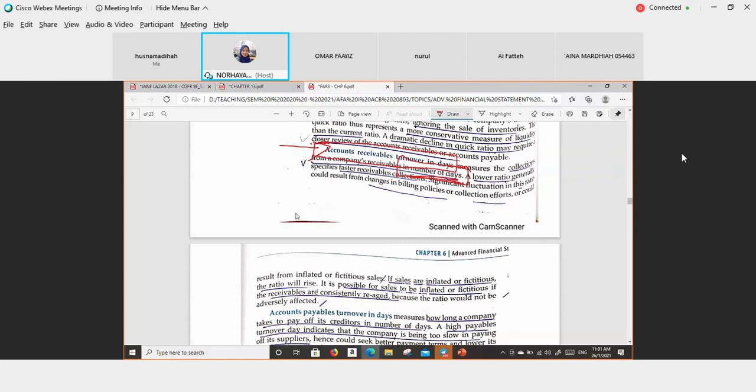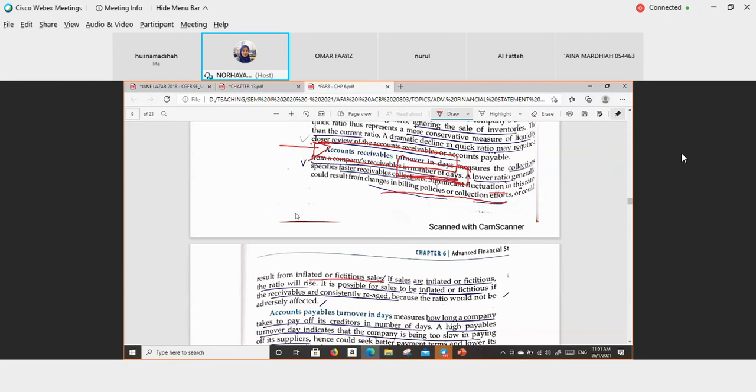Significant fluctuation in this ratio could result in changes in billing policy or collection effort. Katakanlah significant fluctuation, tiba-tiba dia tinggi, dia naik. The result of inflated or fictitious sales: if sales are inflated or fictitious, the ratio will rise. Katakanlah sales dia tiba-tiba jadi tinggi, collection number of days tu akan jadi besar lah.